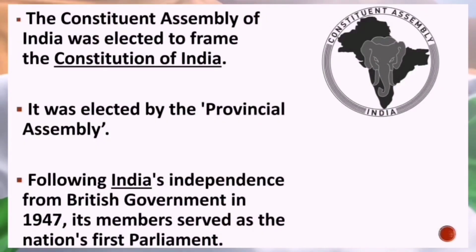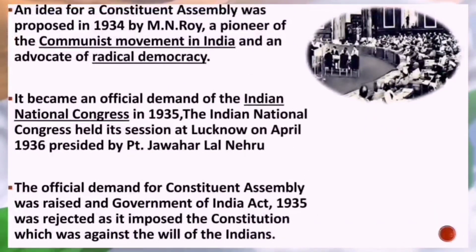The Constituent Assembly of India was elected to frame the Constitution of India. It was elected by the Provincial Assemblies. Following India's independence from the British government in 1947, its members served as the nation's first parliament. An idea for a Constituent Assembly was proposed in 1934 by M.N. Roy, a pioneer of the communist movement in India and an advocate of radical democracy.